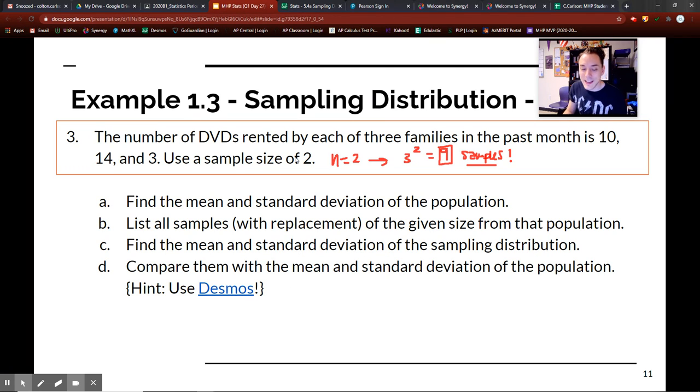And then compare them to the mean and standard deviation of the population. All right? Fantastic. So let's go to the next slide and let's go through each one of these. A, B, C, and then D.